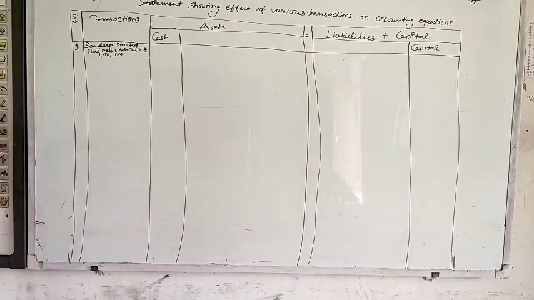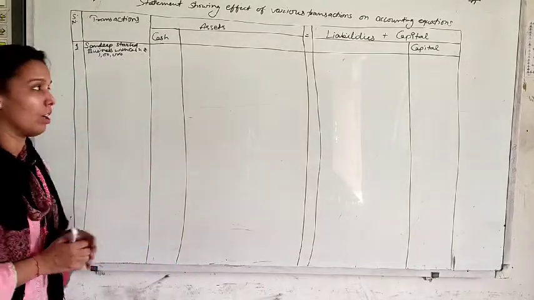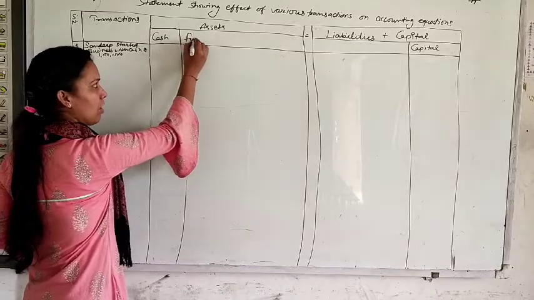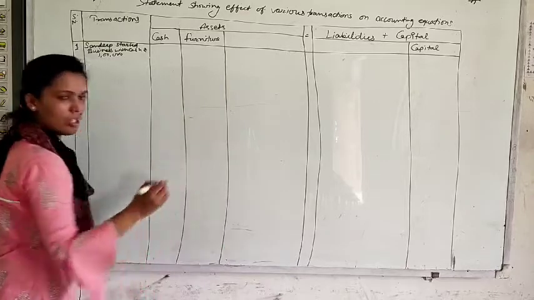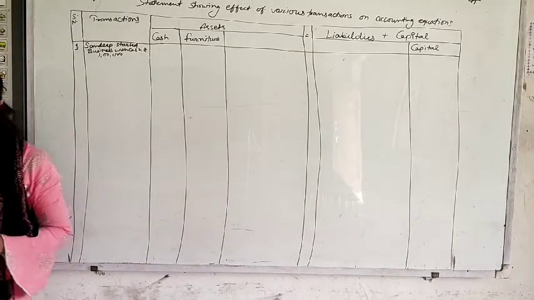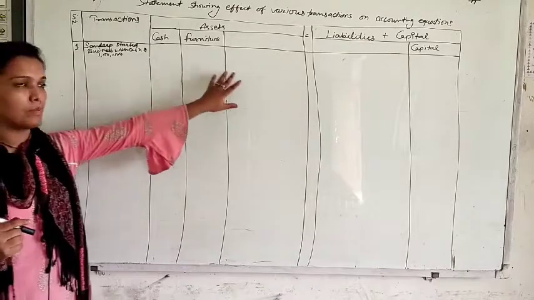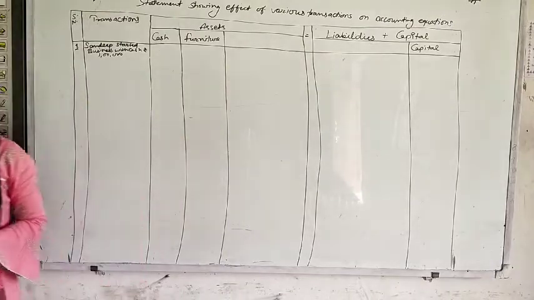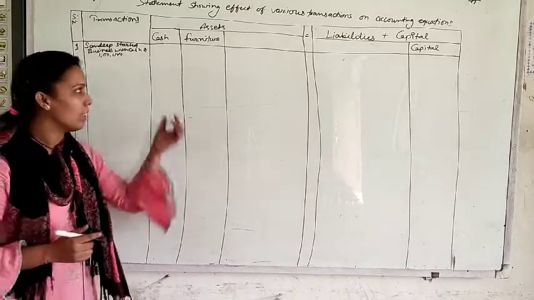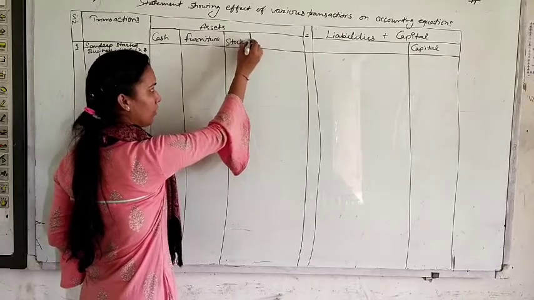Second one, purchased furniture for cash. It means two accounts are affected, the cash account and the furniture account. The cash account you already have in the question, and for furniture I am making a separate column. So the second asset column is furniture. Third one, purchased goods for cash. First of all, I am just making the columns for assets. After this we will solve the transactions for every asset. So purchased goods for cash, what are the two accounts? Cash account and stock account. So just make a separate column for stock.